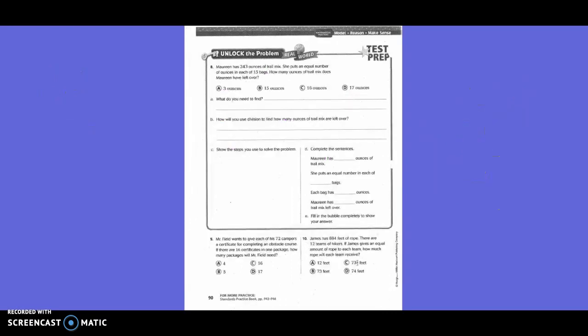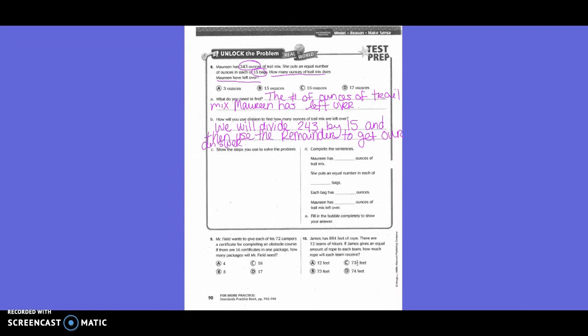Maureen has 243 ounces of trail mix. She puts an equal number of ounces in each of 15 bags. How many ounces of trail mix does Maureen have left over? What do you need to find? The number of ounces of trail mix Maureen has left over. Letter B, how will you use division to find how many ounces of trail mix are left over? We will divide 243 by 15 and then use the remainder to get our answer. So we took 243 divided by 15, and we got 16 remainder 3.